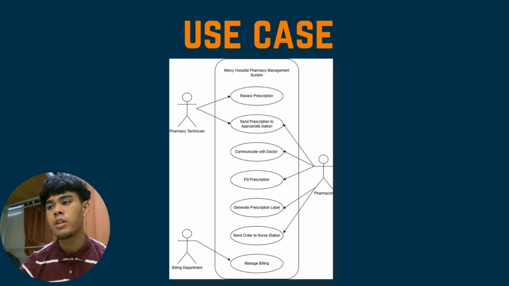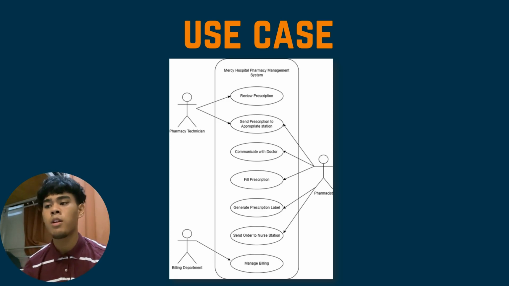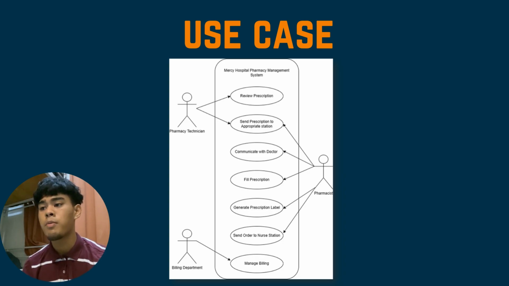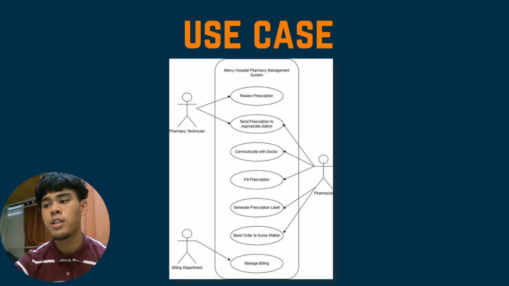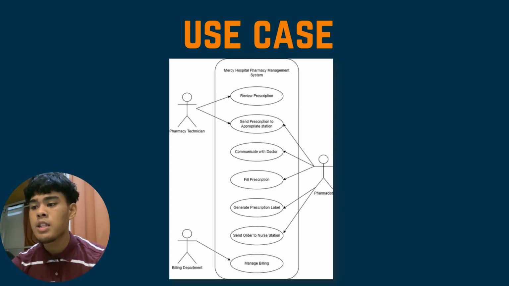If you see our use case diagram, we have actors like doctors, pharmacy technicians and pharmacists. I will explain the roles of the doctor, the pharmacy technician and the pharmacist. First, we have the doctor. We put the doctor to write a prescription, and then they discuss the prescription.